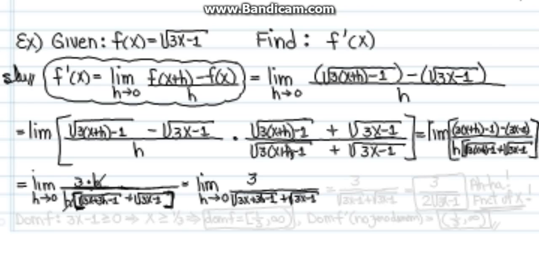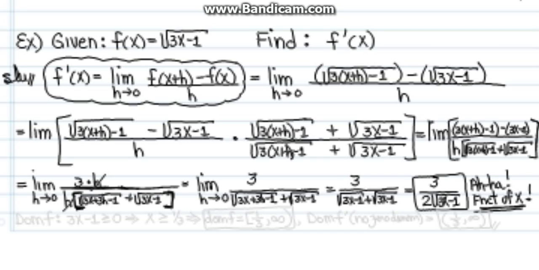Let's let h go to 0 in this rational expression, and we get two terms that match in the denominator. The square root of 3x minus 1 added together gives us 2 of those. So we have 3 over 2 times the square root of 3x minus 1. Aha! This is not a real number, of course. It is a function of x. It has an x in it. That's great. That's what we were expecting.